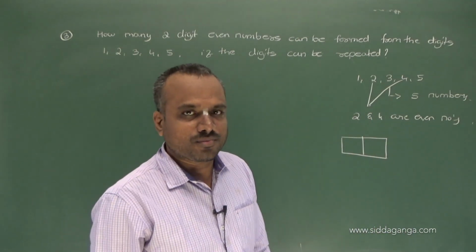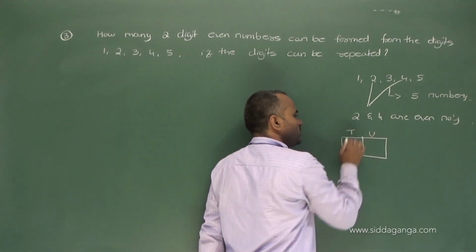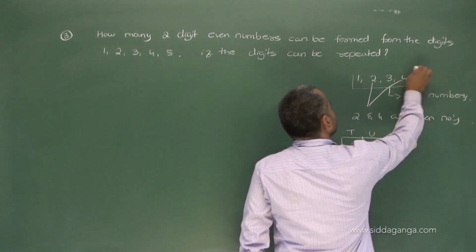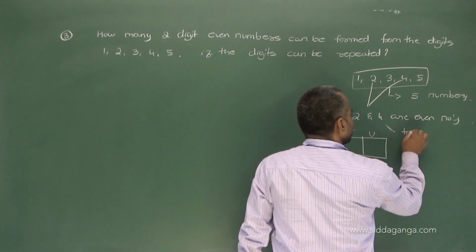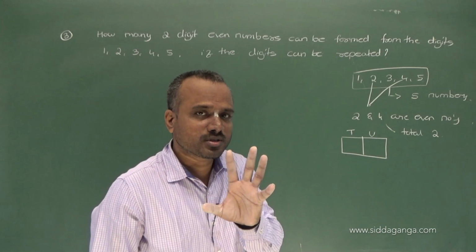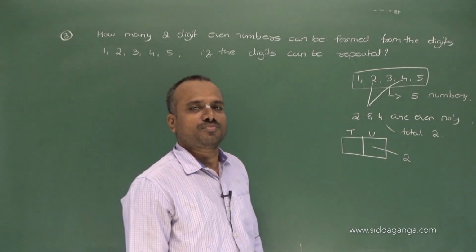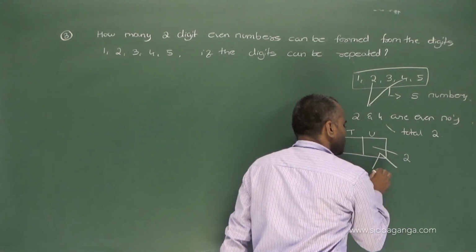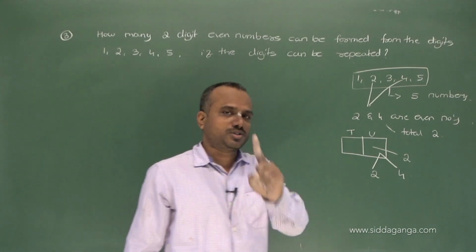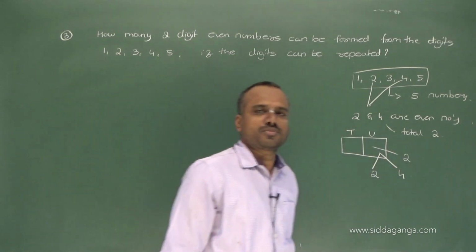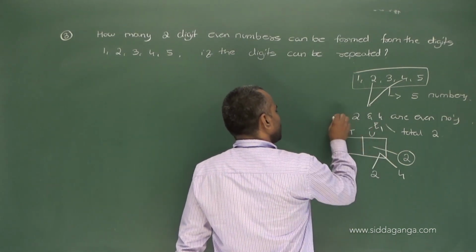Two-digit even number he wants. That means the unit place must be an even number only. Correct? Among these digits, 2 and 4 are the even numbers. Total 2 even numbers are there. So the unit place can be filled in how many ways? 2 ways, because we can fill only either 2 or 4, since we want an even number. That's over. Unit place is done. This I call event E1, and this I call event E2.